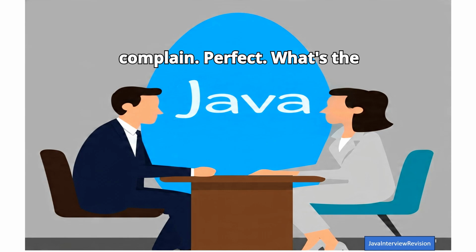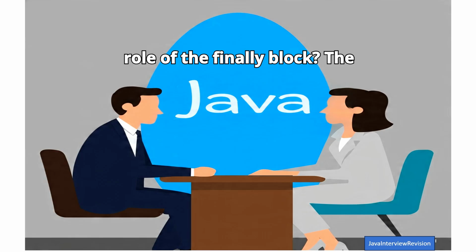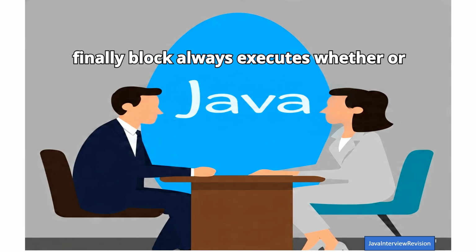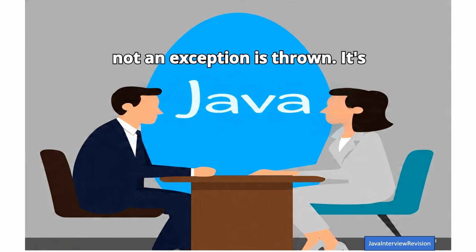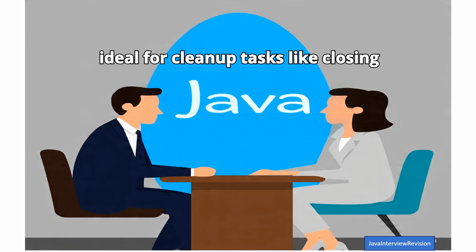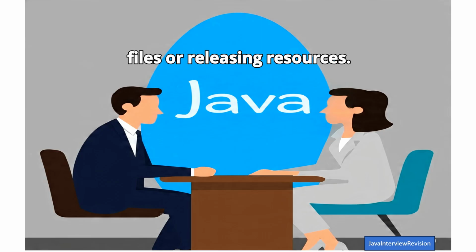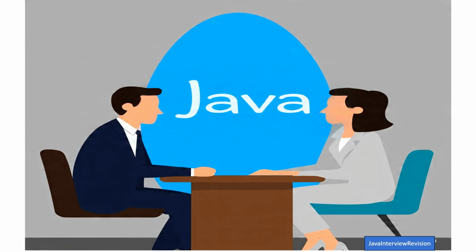Perfect. What's the role of the finally block? The finally block always executes, whether or not an exception is thrown. It's ideal for cleanup tasks like closing files or releasing resources.